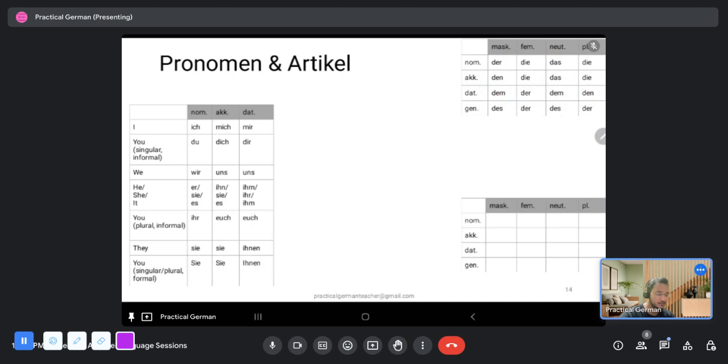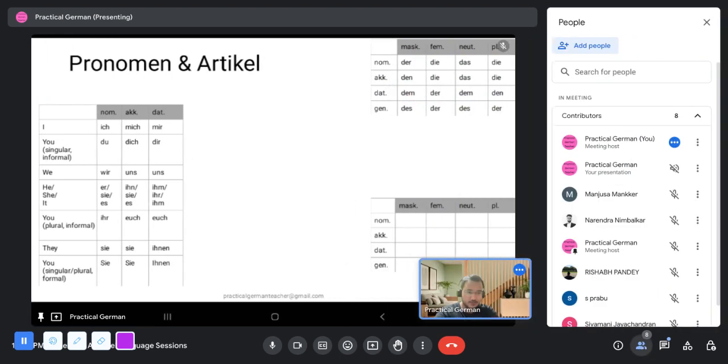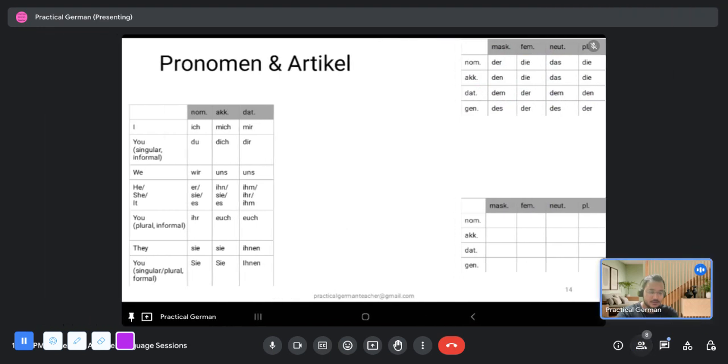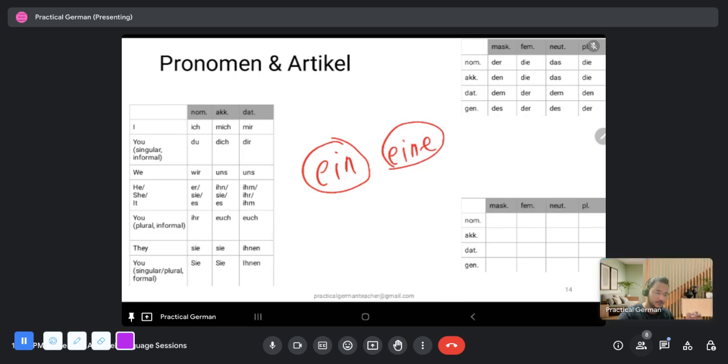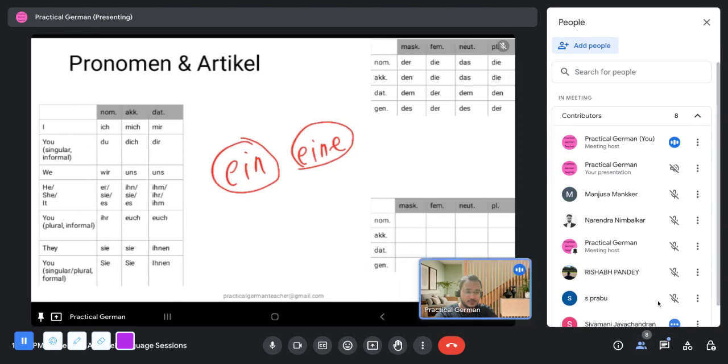Okay, let's talk about indefinite articles. Who else is there in the call? Sivamani, do you feel like helping me? Indefinite articles. Sorry, I don't know, sir. You don't know this. Aina, do you know this or you don't know? Don't know. Okay, no problem. That means it's your first session.